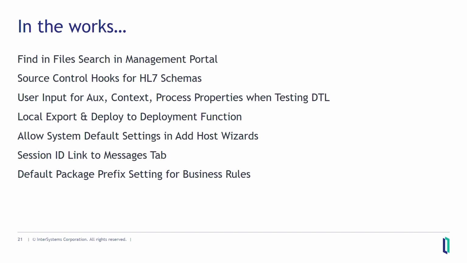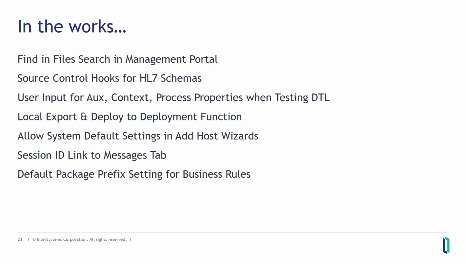Source control hooks for HL7 schemas. We've had them for data transformations and routing rules, which arguably are the most important things for source and version control in an interface engine. But now, we're adding it for HL7 schemas as well from the management portal.